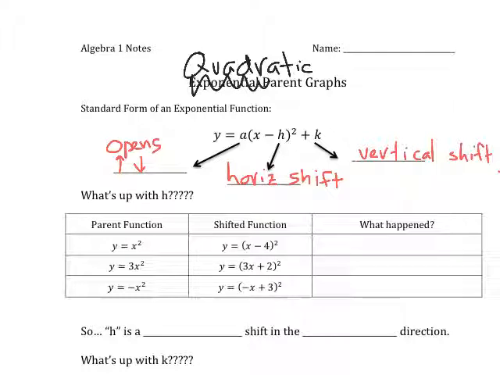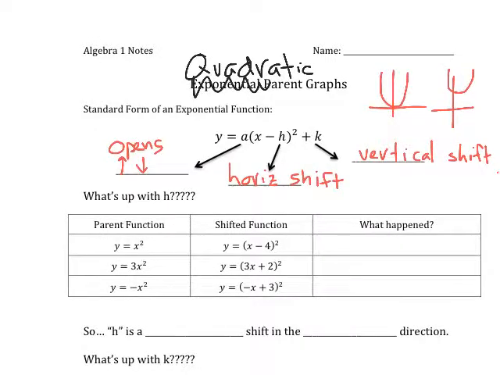So what that means is, if I took just a basic parent function like that, then I can shift it over and up by changing those H and K values in my function. Okay, so what you have to be able to do is just very simply look at a function and tell me where it would go.